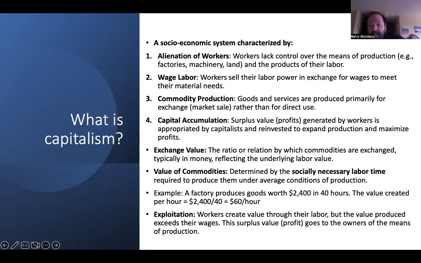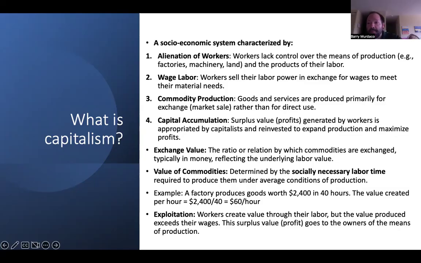And again, Marx did not invent this idea. What he eventually came to realize and picked up is that the value of the commodity is determined by the socially necessary labor time required to produce them under average conditions of production. In other words, the amount of time it takes to produce something will determine the value of that commodity. So something that takes more time to produce will have a higher value than something that takes less time to produce under average circumstances.